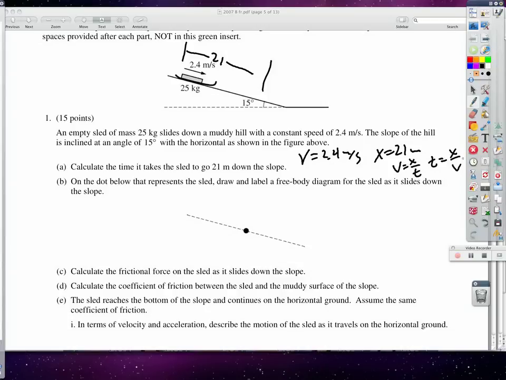Okay, then, because it said it's going with a constant speed, on the dot below, draw and label a free body diagram. So you've got gravity like this, you have force of friction like that, you have normal force like this. If you break this into its two pieces, it doesn't matter. But please notice it says draw all the forces that represent the sled, draw and label. If you don't label those forces, you don't get points. So please be aware of that.